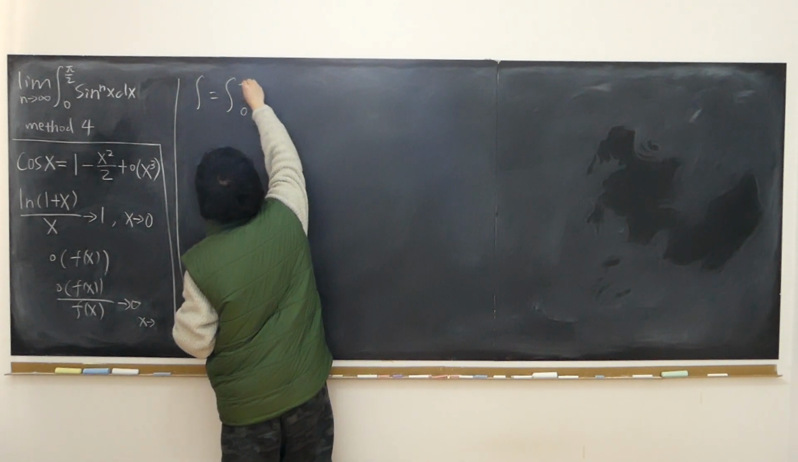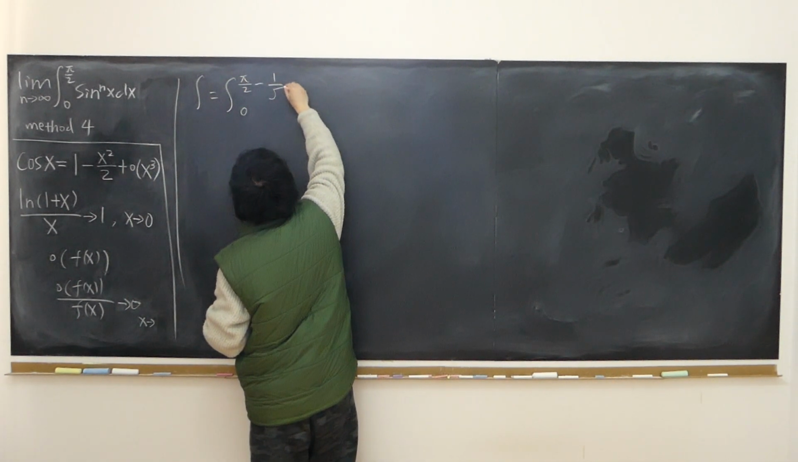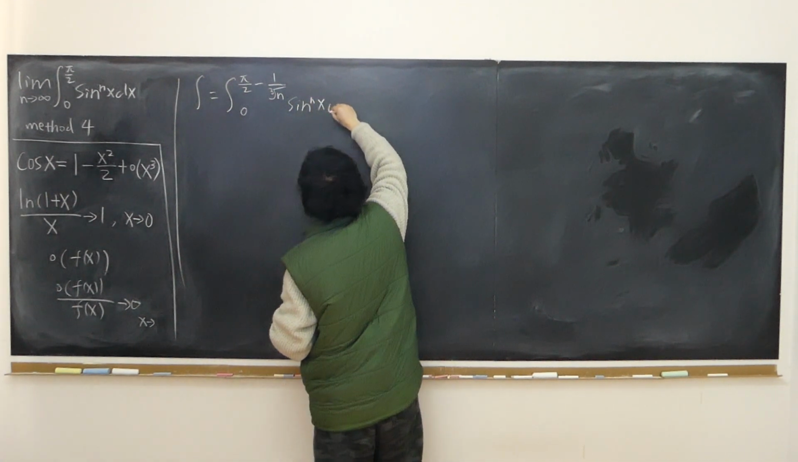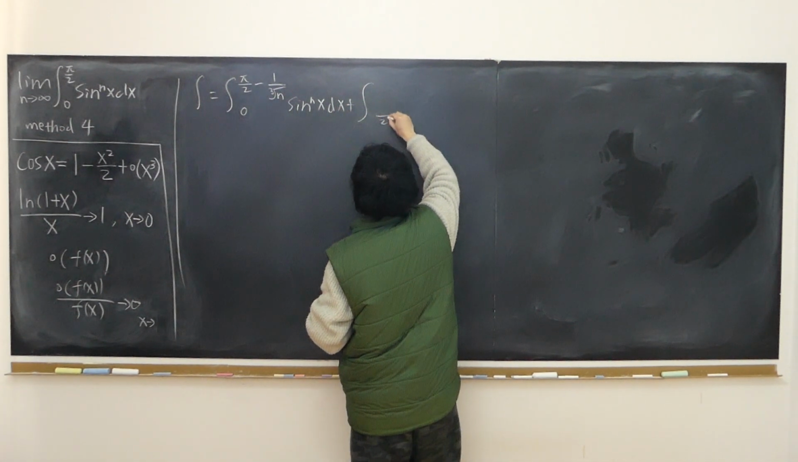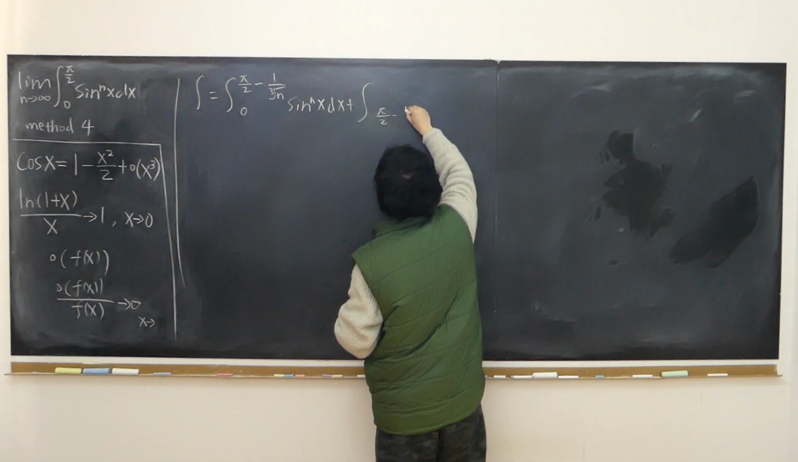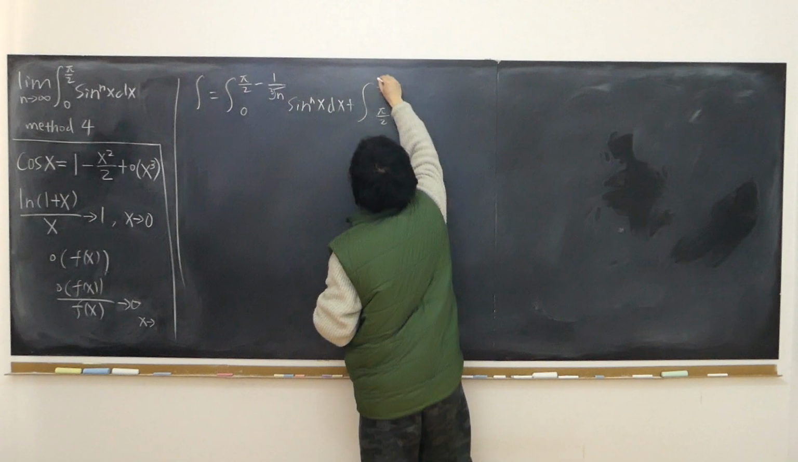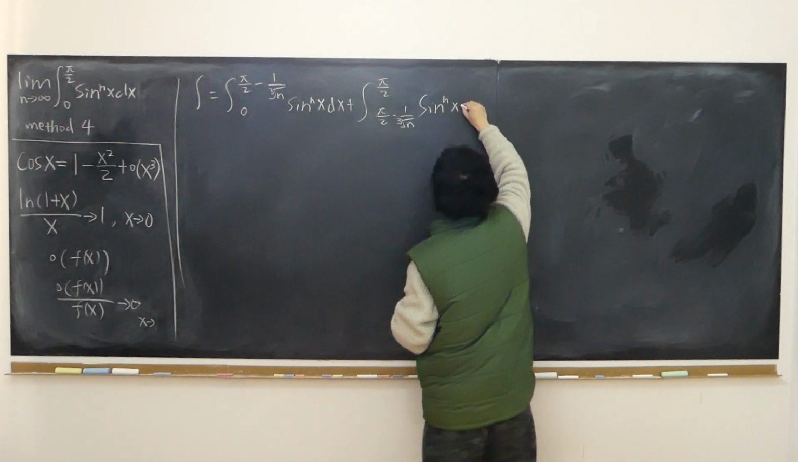the integral from 0 all the way up to half pi minus 1 over cubic root of n of sine to the power of n of x dx, plus the integral from half pi minus 1 over cubic root of n all the way up to half pi of sine to the power of n of x dx.